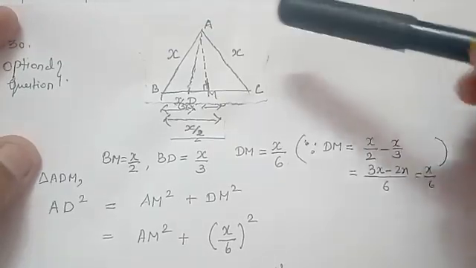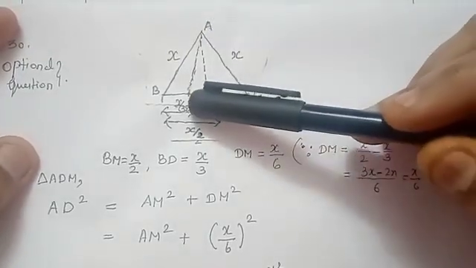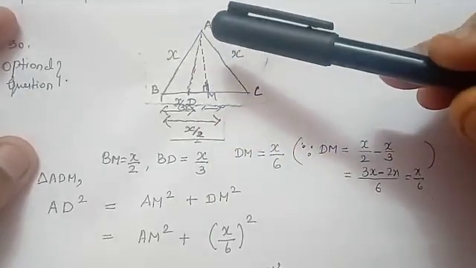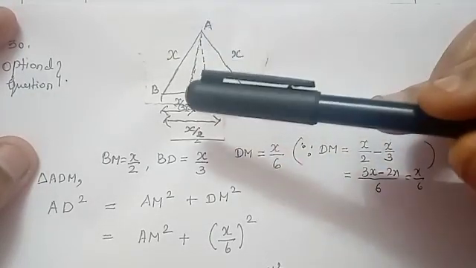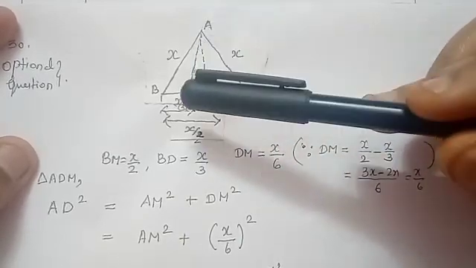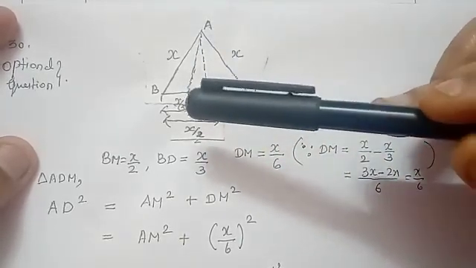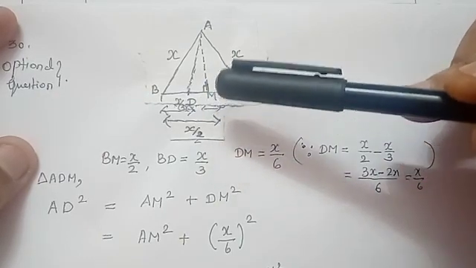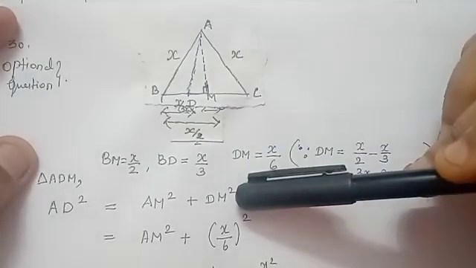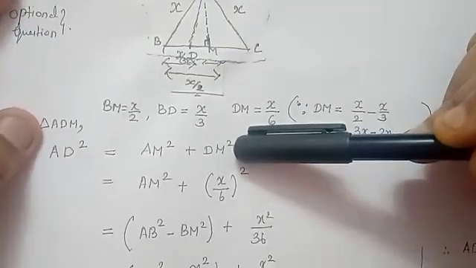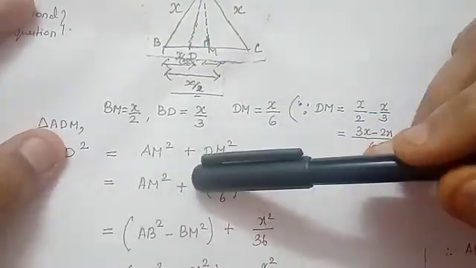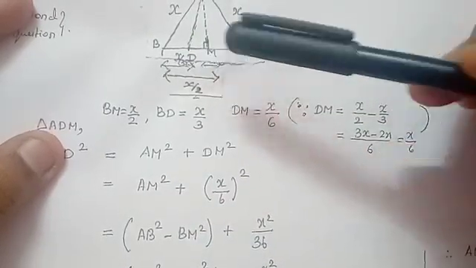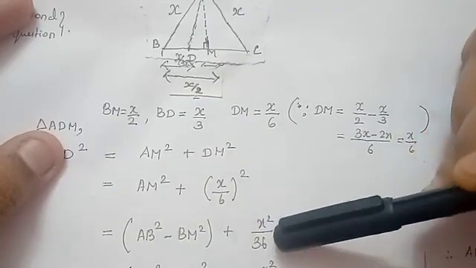So you take a small right angle triangle AMD. In this right angle triangle, using Pythagoras theorem, the hypotenuse square AD square is equal to the sum of the squares of the sides, DM square plus AM square. AM square you keep as it is in this step, plus DM is nothing but X by 6, so X square by 36.